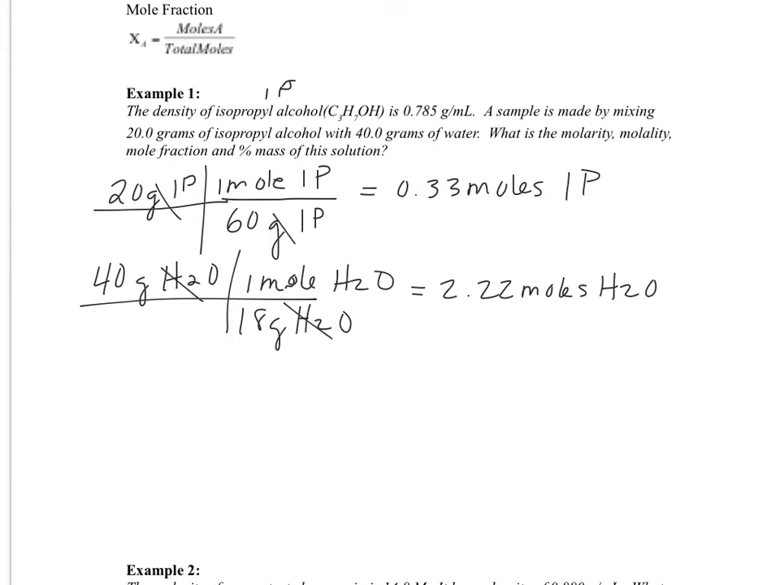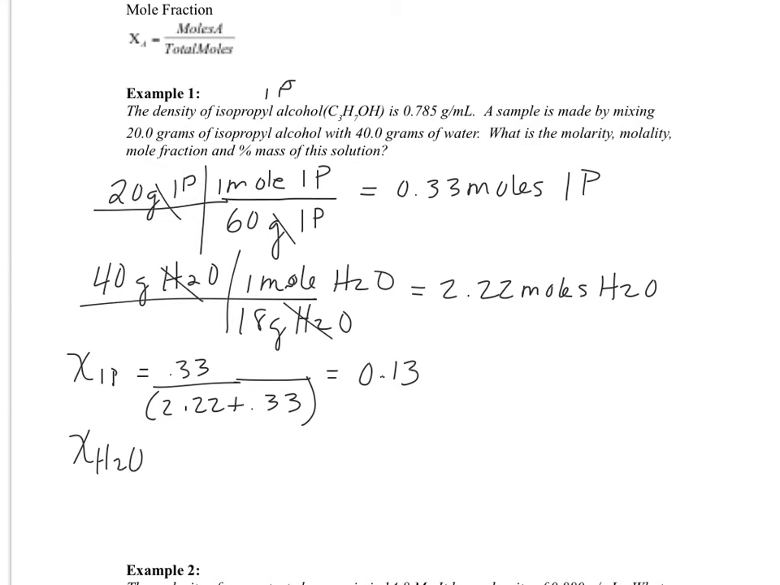So while we've got our moles, why don't we just do our mole fraction very quickly? So we've got the moles of IP. Remember that that little funky X is actually the symbol chi. So we've got 0.33 over 2.22 plus 0.33. And that's going to give us 0.13. There's no units for mole fraction. It is what it is. And then to find X of H2O, I could do the same thing. I could put 2.22 over 2.22 plus 0.33, but mole fraction is always out of 1. So I'm just going to take 1 and subtract 0.13 to make things easier on myself. And that's going to be 0.87. 0.87 is the mole fraction on that.